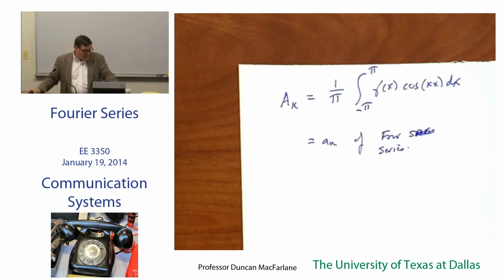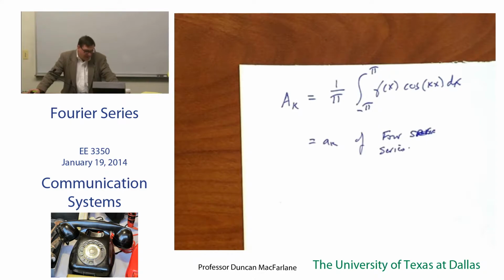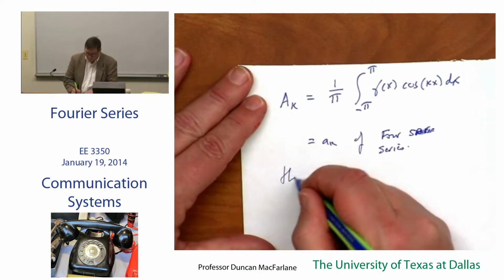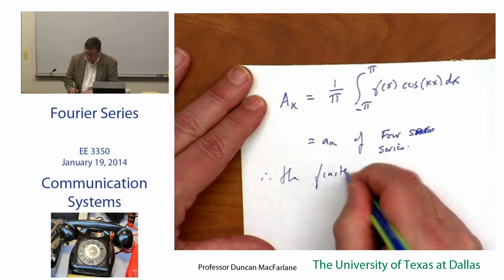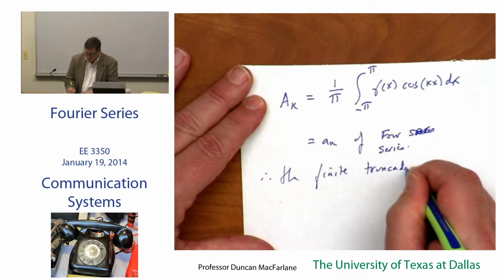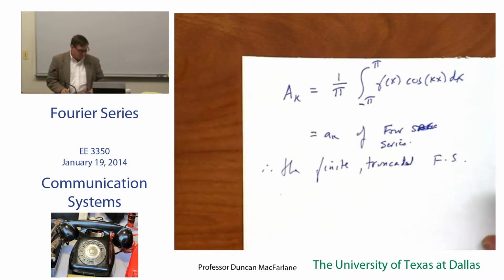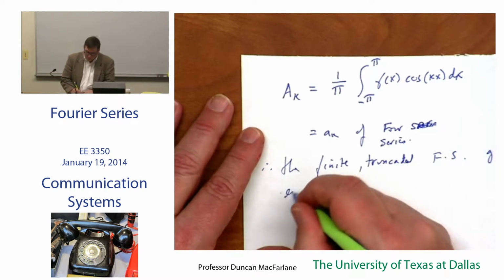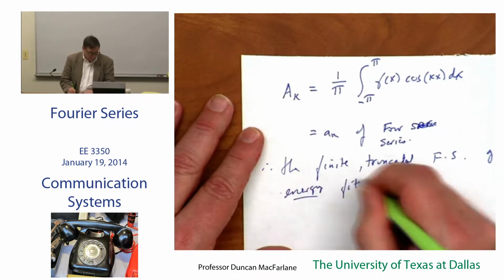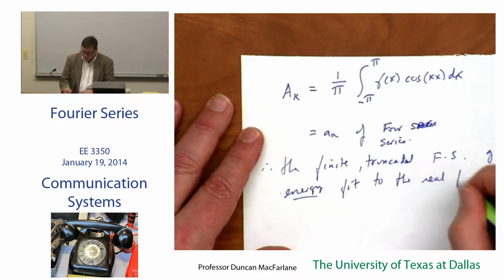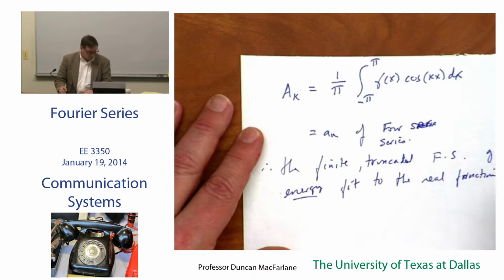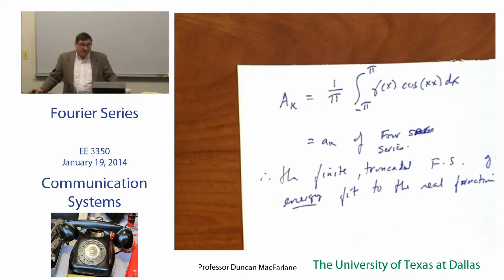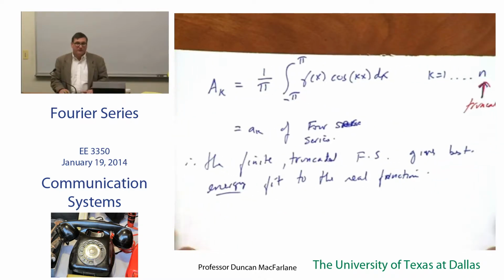And the fact that these are the same means that for a finite, truncated Fourier series gives the best energy fit to the real function or the real signal. Now, it is true that as we increase n, we get better and better and better fits. Absolutely. Thank you. Sorry about that.